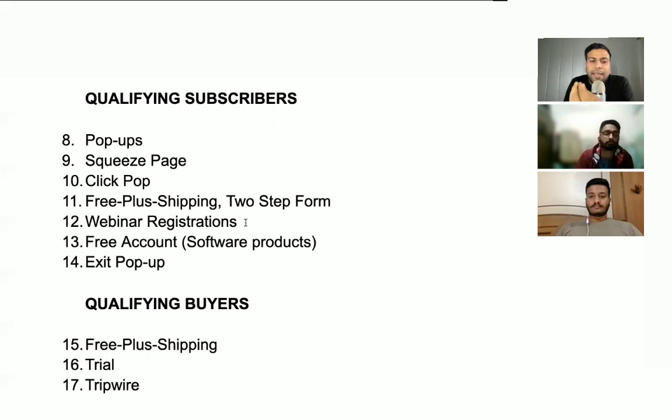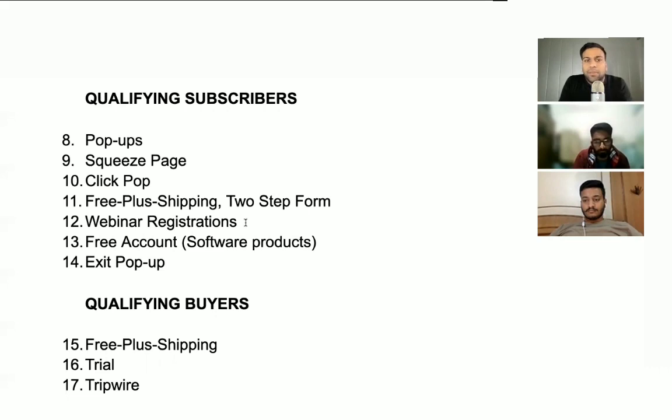And then we have free plus shipping two-step forms. So what is free plus shipping? It's just that you are offering your audience something for free, which is a physical product, and asking them to pay just the shipping charges. The famous example is this book. Russell sells all of these copies with the free plus shipping model. He charges just $8 for shipping, and isn't charging anything for the book. So that is the free plus shipping model.